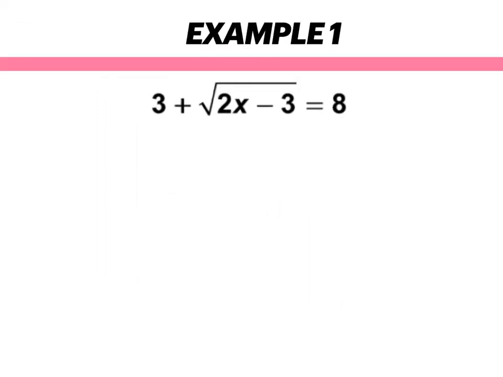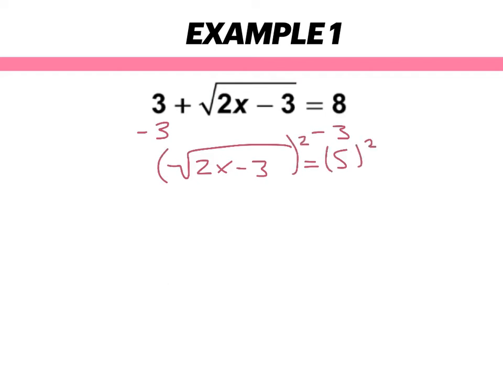Okay, so step 1 is to isolate the square root. So we need this square root to be all by itself. So we're going to subtract 3 from both sides of the equation. So we get the square root of 2x minus 3 is equal to 8 minus 3, which is 5. So now we need to raise both sides to the second power. So they're going to cancel out on the left. So we're just left with everything under the square root on the left side, so 2x minus 3. And then on the right side, we have 5 squared, which becomes 25.